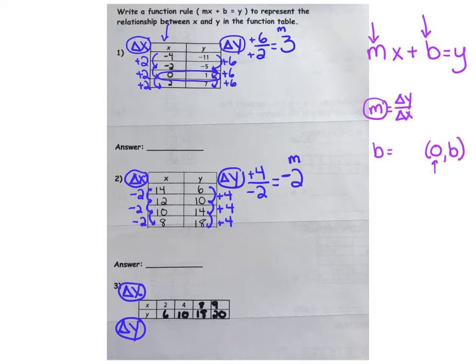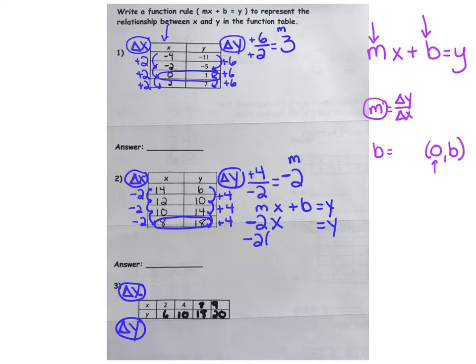Now, we're not given the y-intercept here, so the detective work begins. We know we're going to have an equation that looks like this: mx plus b equals y. We know the m is negative 2, times x, blank, blank, equals y. Grab one of the ordered pairs from the table and try to make the connection. Let's just grab this one.